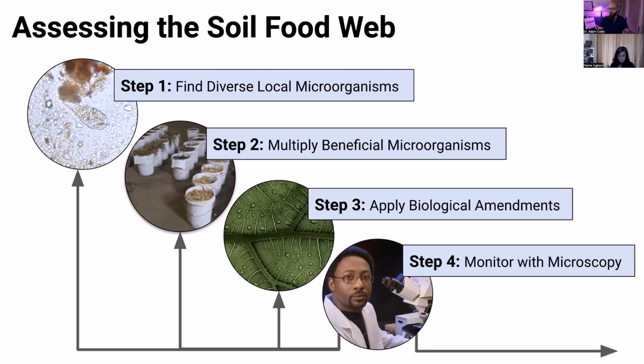We need to set those trials up on the farm and then monitor what happens to the soil food web, what happens to these bioindicators. If the crop I want to grow is pineapple, what do I have to have in the soil to maintain the growth of the pineapple?